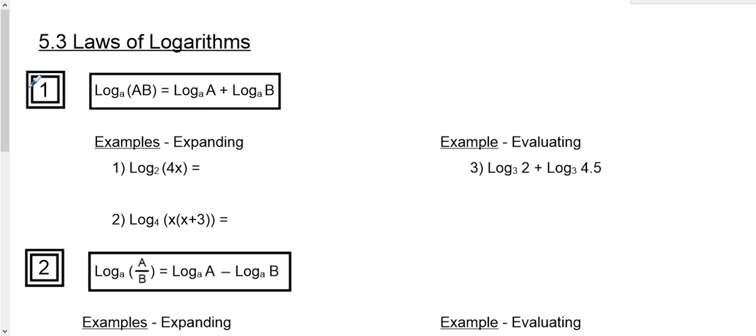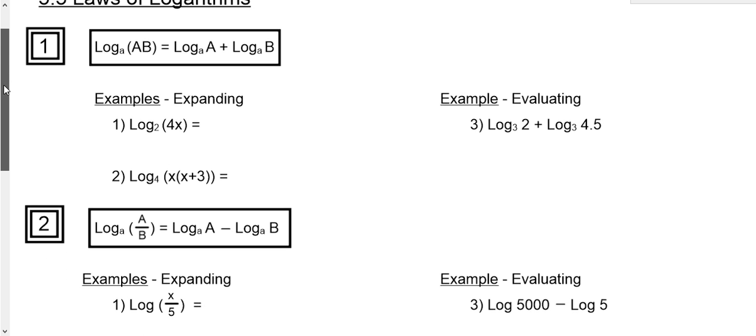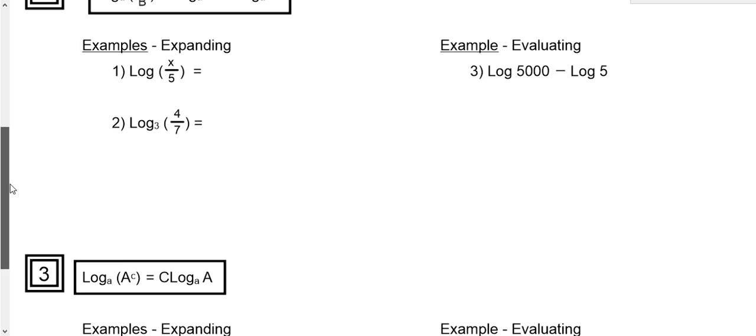This is 5.3 Laws of Logarithms. There are 3 laws of logarithms. As you can see, I have written down here.